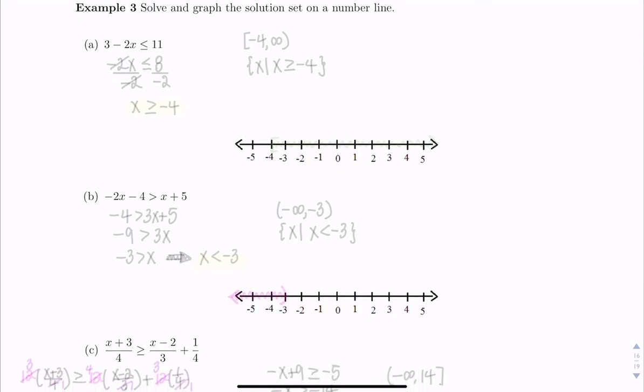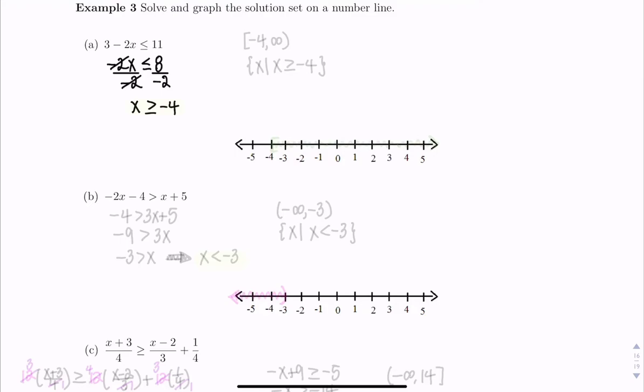All right, so we've got 3 minus 2x is less than or equal to 11. And we want to get x by itself on one side. So let's subtract 3 from both sides. I have negative 2x is less than or equal to 8. And I want to divide both sides by negative 2. But whenever I divide by a negative number, I have to flip my sign. So my negative 2s cancel. I'm left with x is now greater than or equal to negative 4.